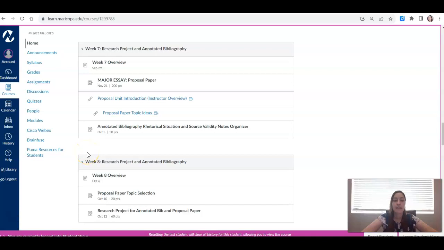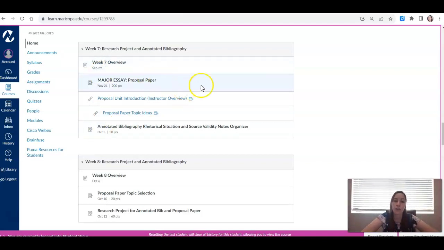Hi everybody, this is your unit overview for our next 2 units because they go together. I'm going to be going over the research project and annotated bibliography, which is to help us build our research and analyze our research that we're going to be using in our next unit, which is the proposal paper. So these 2 units go together.